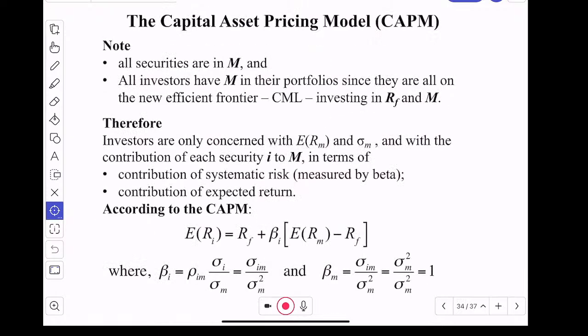Okay. So investors are only concerned with the expected return on the market portfolio and the standard deviation of the market portfolio because the risk-free asset adds no risk. And they're concerned with the contribution of each security, I use the notation I, to the market portfolio in terms of the contribution of systematic risk as measured by the beta.